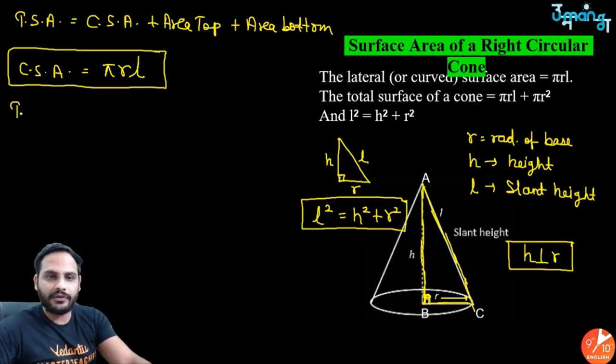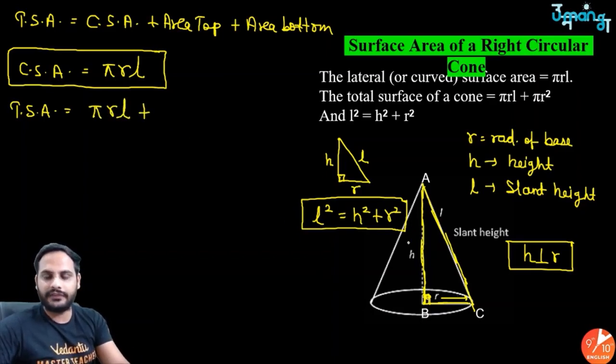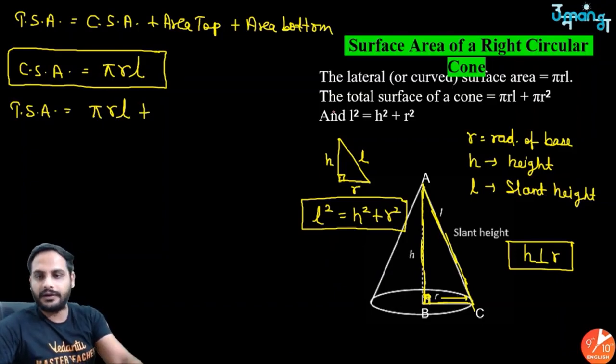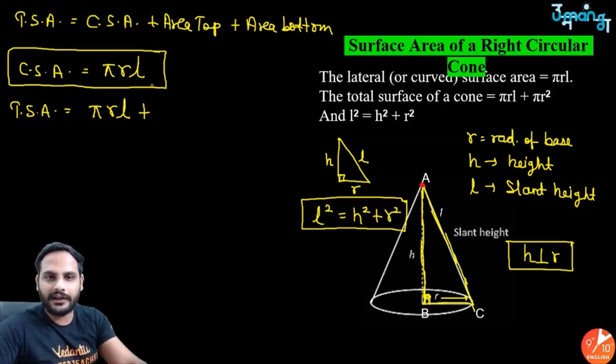Now if I talk about TSA, so TSA as I know is CSA plus area of top plus area of bottom. So CSA I know is pi r L. Now let's talk about the area of the top. So if I look at the top over here, the top is a point. If it is a point, there is no area. Area is 0. So area of top is 0 in case of a cone.